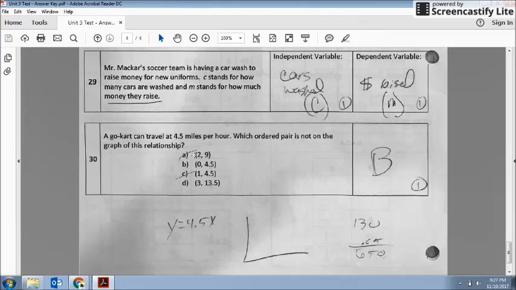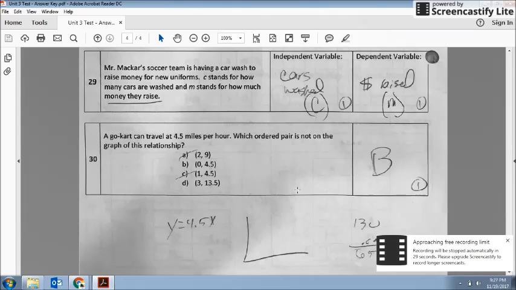A, C, and D, when you plug in 2, 1, and 3, you do get their y's, but not on B. I do hope that this has helped.